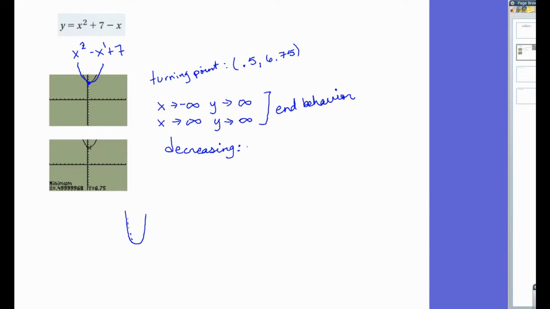I am decreasing from negative infinity to that turning point x value. That's why we're always going to start off with the turning point. So I'm decreasing from negative infinity to 0.5. And then right there at that turning point, it turns and I start going up. So that means I'm increasing.